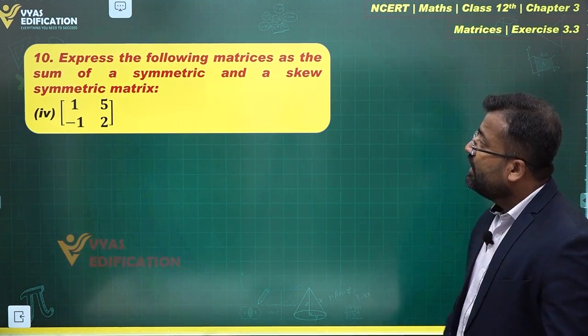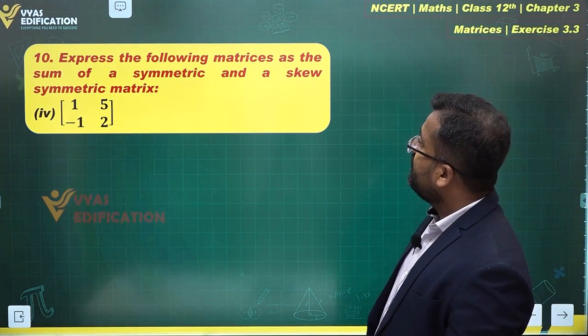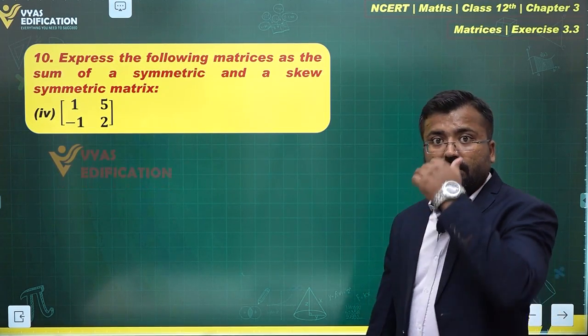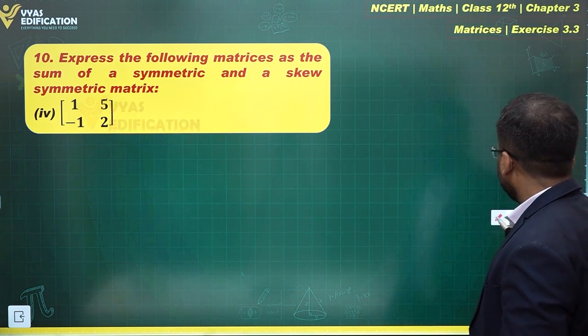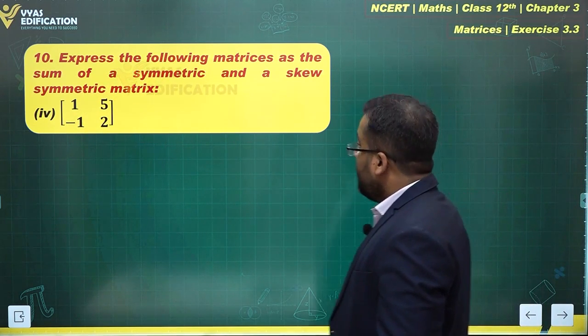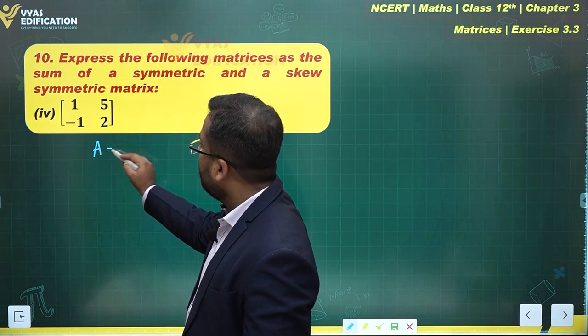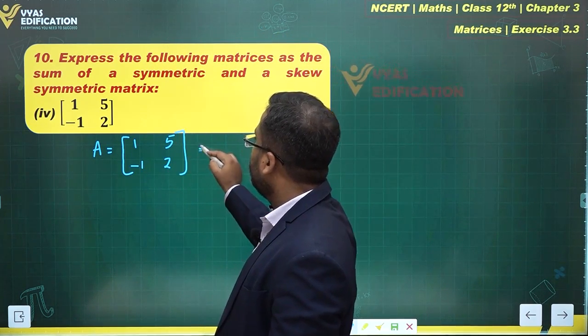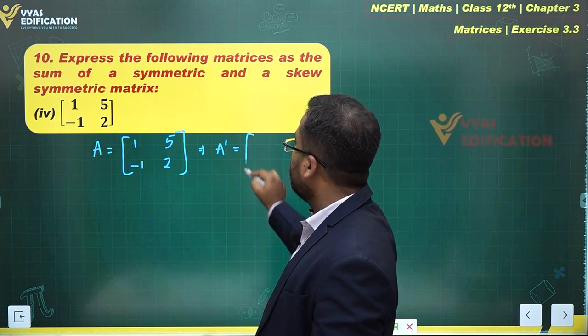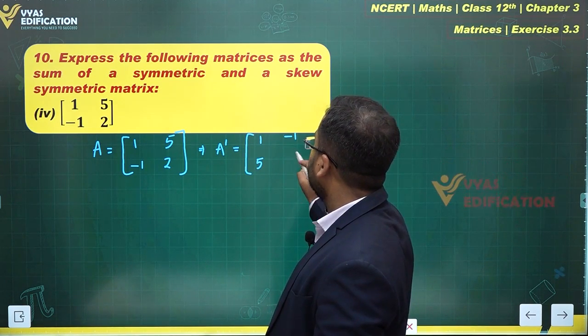What is the next part? This part over here. Following matrix are sum of symmetric and skew symmetric matrix. Okay. Let's express this also. This simple 2 by 2 matrix, which should be very easy to crack. This is matrix A. Okay. 1, 5, minus 1, 2. Implies A transpose would be equal to 1, 5, minus 1, 2.